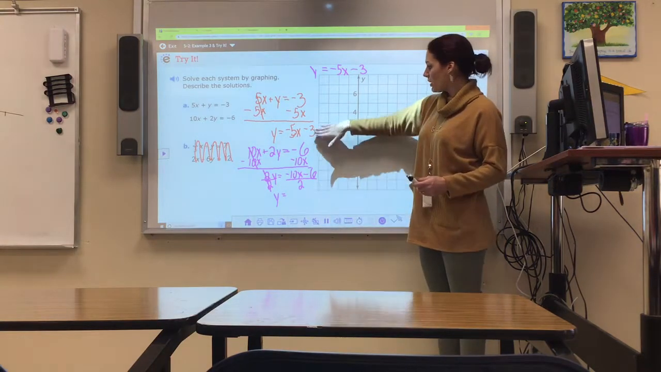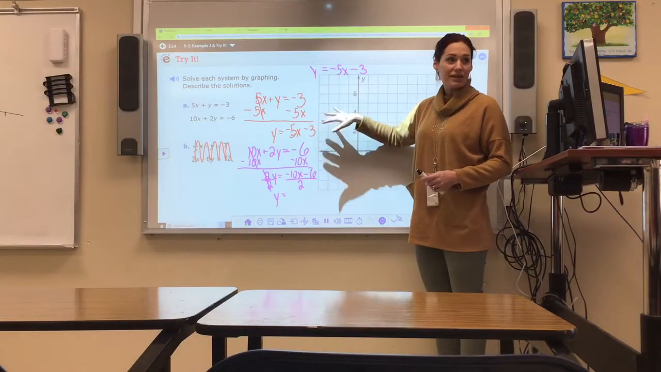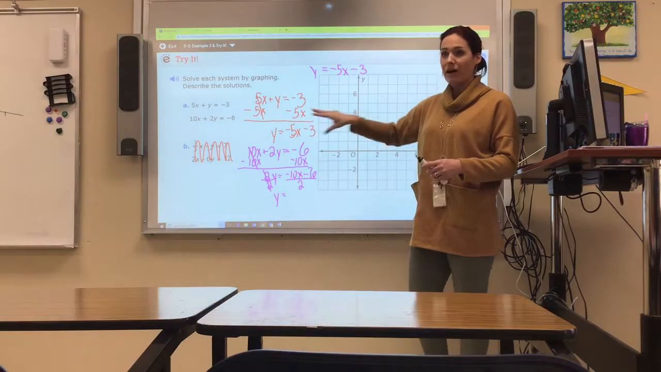What do you notice between the red and the purple? They're the exact same. So how many lines will you end up having on your graph? One. Only one of them. So go ahead and graph that one line.